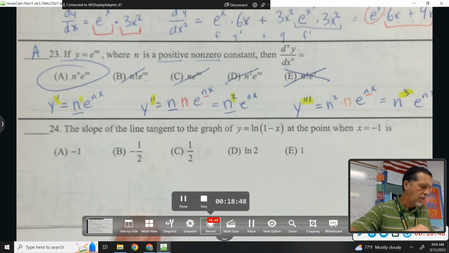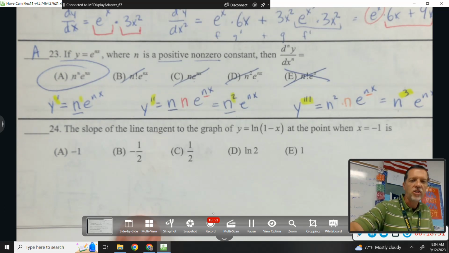Right, so that's the middle third of the section of the review worksheet.